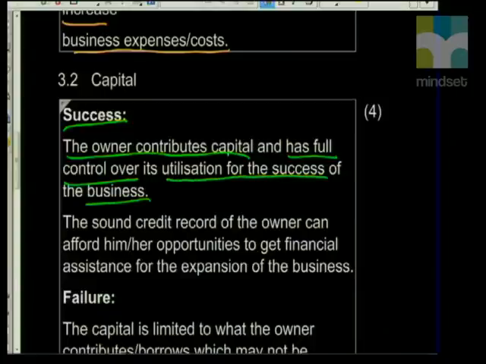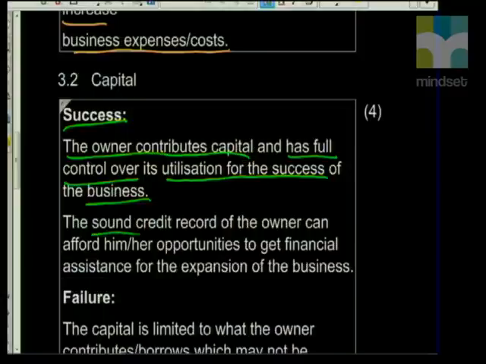So the first part, for the success of the business, the owner gives the capital. The owner gets to, because they gave the capital, they get to make the choices, and they can really attempt to make good choices for the success of the business. And remember, if you give all the capital, you have all the say. And that's one of the advantages in general of a sole trader.